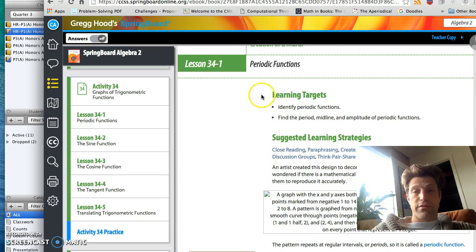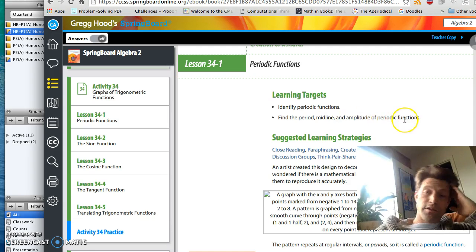This is going to be our objective for just this. I'm limited to 15 minutes on these screencasts and these videos. So in this first 15 minutes, you're going to identify periodic functions and find the period, midline, and amplitude of periodic functions.